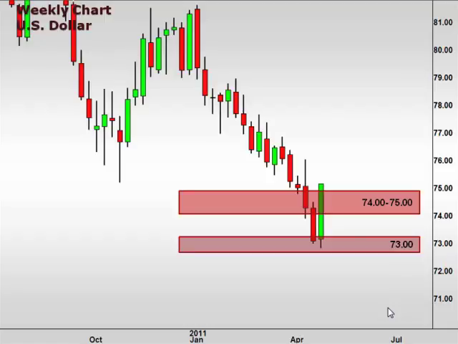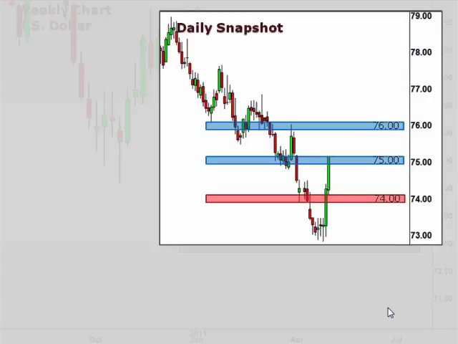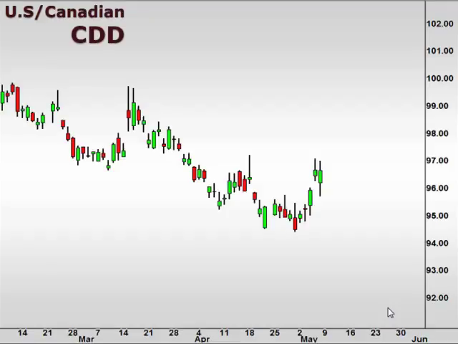Now, with this break above 75, the window is now open for a continuation higher. Failure to hold support at 74.75 opens the window for a reversal back down to retest this 73 support. Let's take a quick look at the daily chart. Now, the daily chart reflects the two-day reversal closing at 75 with the next upside resistance sitting at 76.